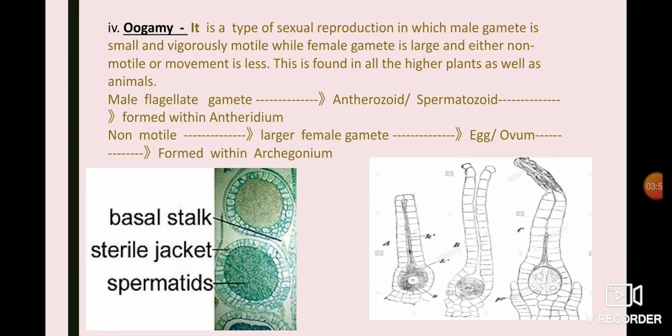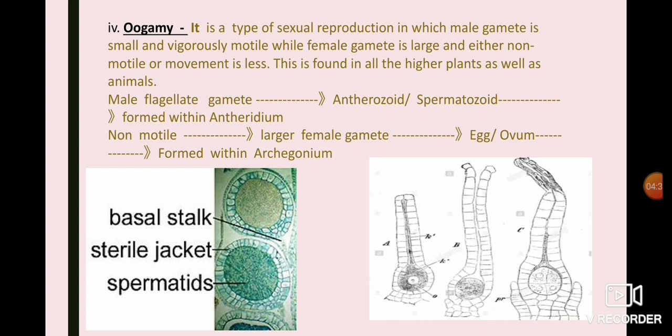Then comes oogamy. What is oogamy? In oogamy, one of the gametes is small and flagellate. That means they are provided with flagella, and since they have flagella, they will be motile in nature, while the other one is large and non-flagellate, not provided with flagella, and non-motile in nature. That means they are not capable of showing any kind of movement. They unite with each other to form a zygote.